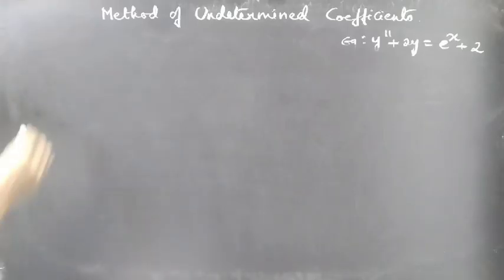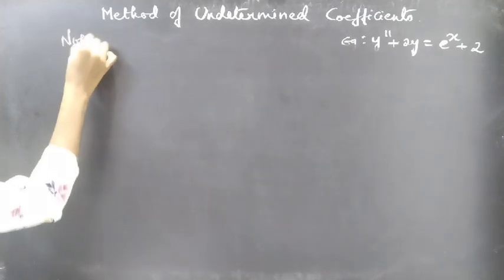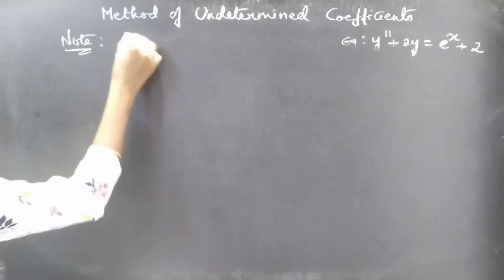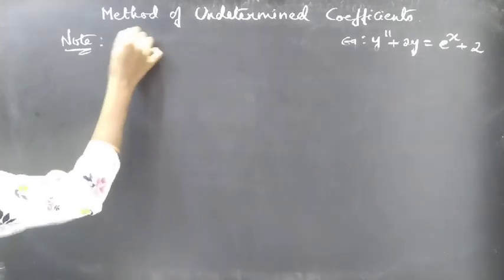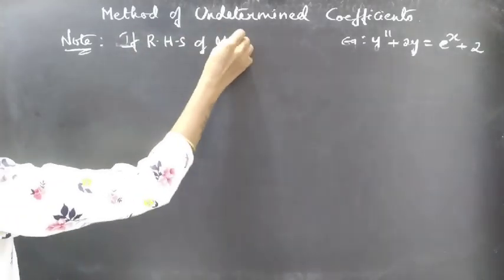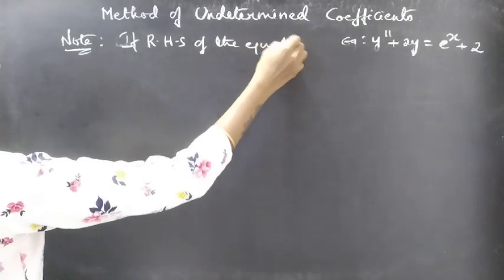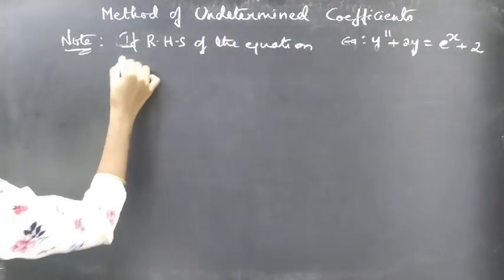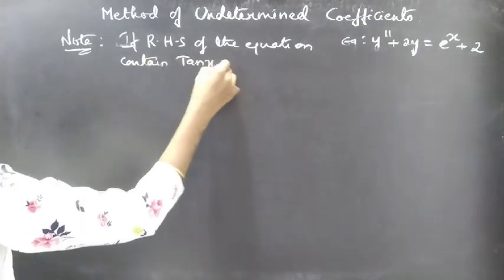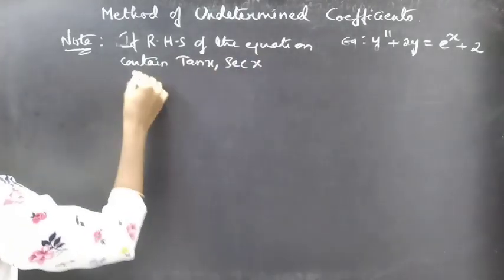And also we have to remember that if the RHS of the equation contains tan x or secant x, the method fails.